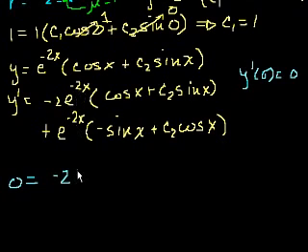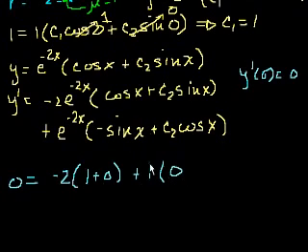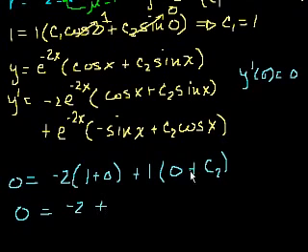Minus 2 times e to the 0 times cosine of 0, that's 1, plus c2 times sine of 0. Sine of 0 is 0, so that's just 1 plus 0. Plus e to the minus 2 times 0, that's just 1, times minus sine of 0. Sine of 0 is just 0. Plus c2 times cosine of 0. Cosine of 0 is 1, so plus c2. That simplified things, didn't it? So let's see. We get 0 is equal to, this is just 1, minus 2 plus c2. Or we get c2 is equal to 2.